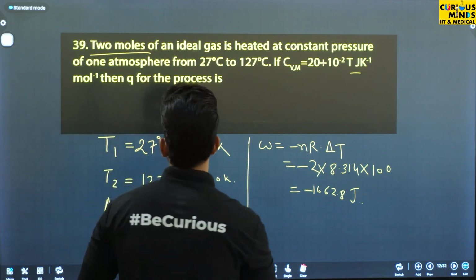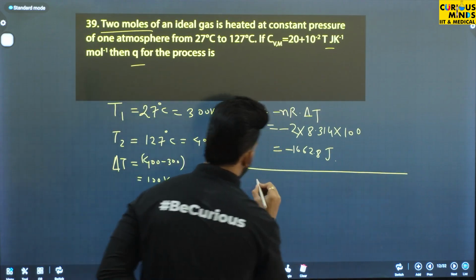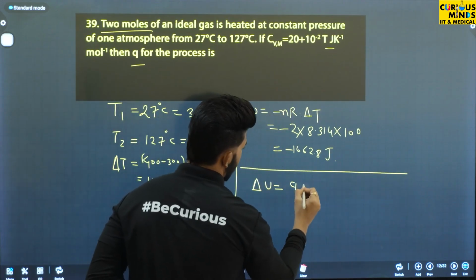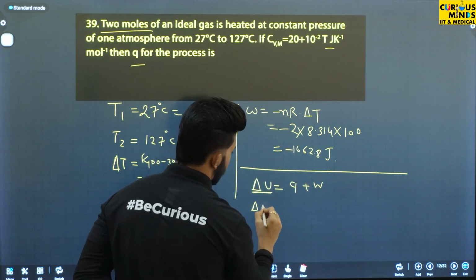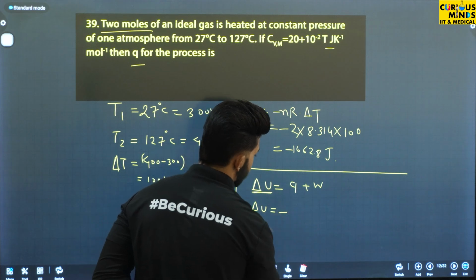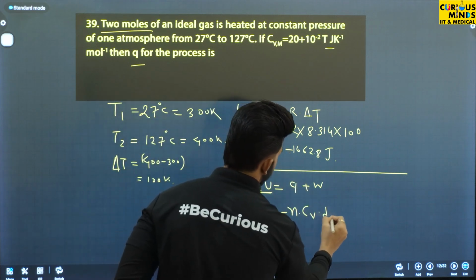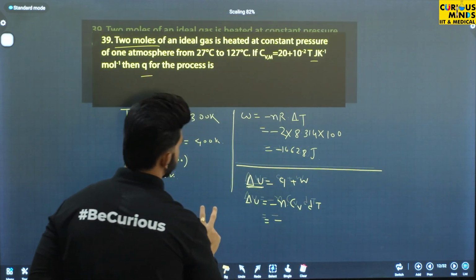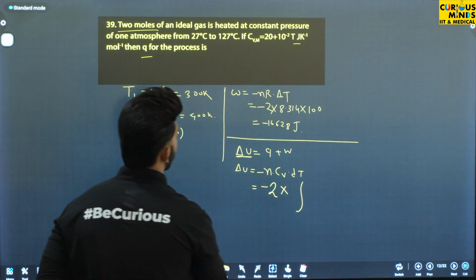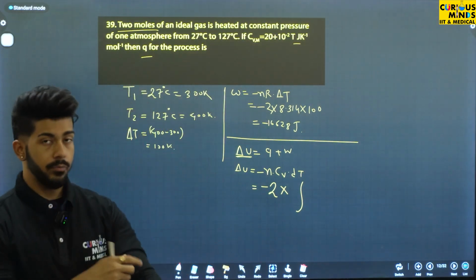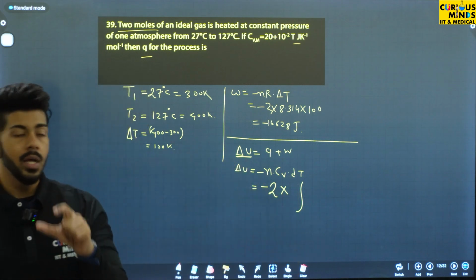Now what is asked? Q is asked. So from the first law of thermodynamics, can we write delta U equals Q plus W? So W is found. Now I have to find delta U. What is delta U? It is n Cv dT. Now see, there is a problem here: n which is 2, into integration will have to be done, because the question is asked over a temperature range from 300 to 400. This is a function, so you have to put it in integration.